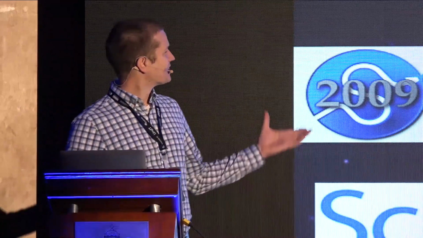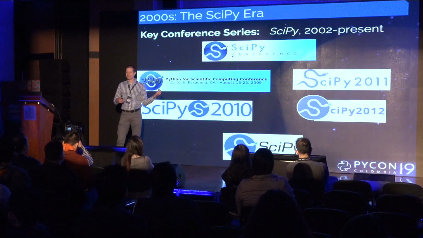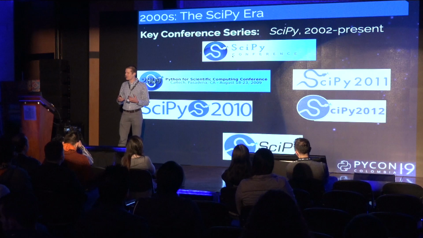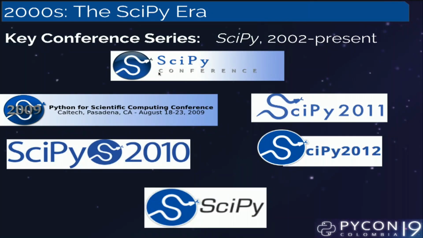So the big conference series in the SciPy era is the SciPy Conference, which you may have been to, and there are various iterations of it. But this started out as the meeting where a dozen developers got together and talked about how to make these tools work together. And it's come to the point now where I think the SciPy Conference in the US attracts 600 or 800 people, and it's mostly users of this system now, which is an interesting evolution.